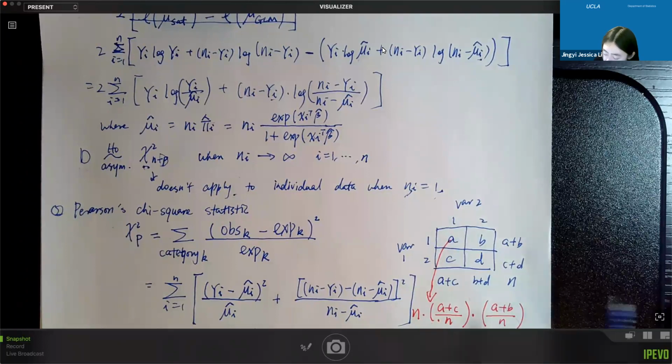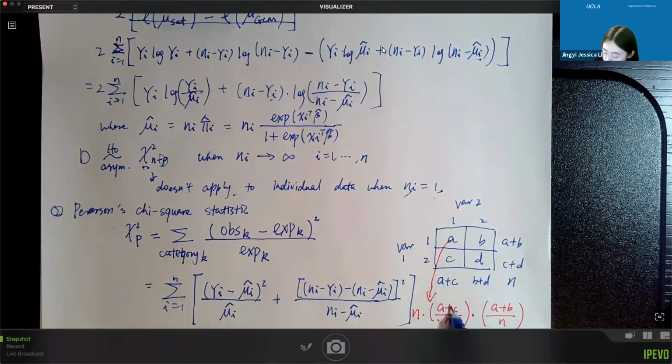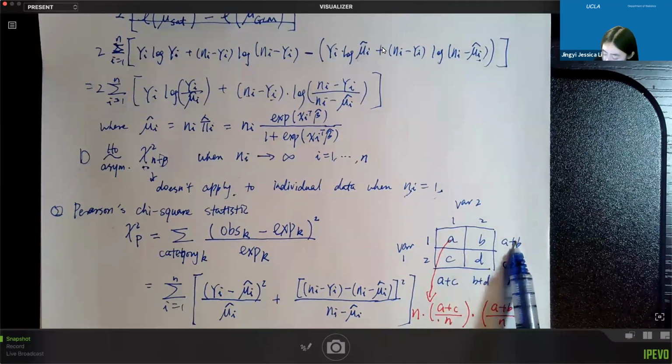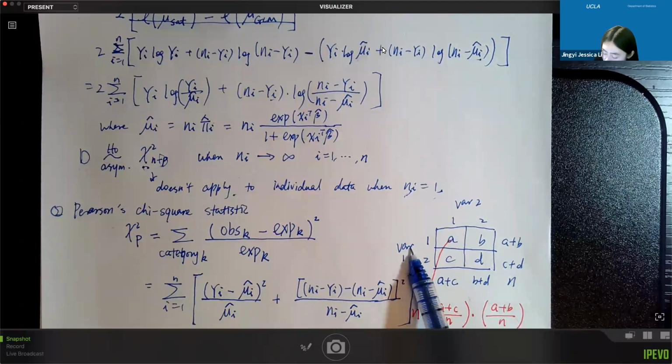So if we assume these two variables are independent, we can compute the expectation of this count A, which should be n times the marginal probability for variable 2, A plus C over n, times the marginal probability of variable 1 taking value 1, A plus B over n.